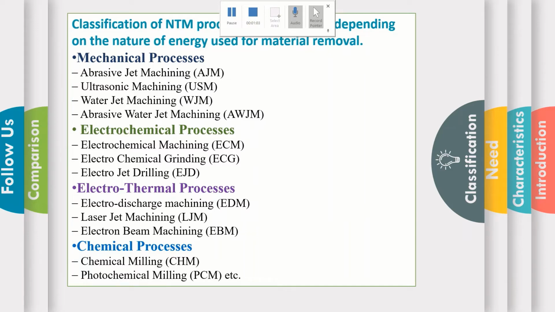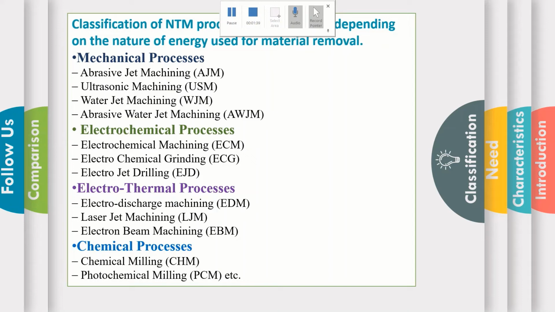Now the second part is electrochemical processes, where the mechanism is the reverse of electroplating and electrochemical energy is used for material removal. Again, in that three types are there. First is electrochemical machining, ECM. Second is electrochemical grinding, ECG. And third is electrojet drilling, EJD. Now the third type of this NTM process is electrothermal processes.